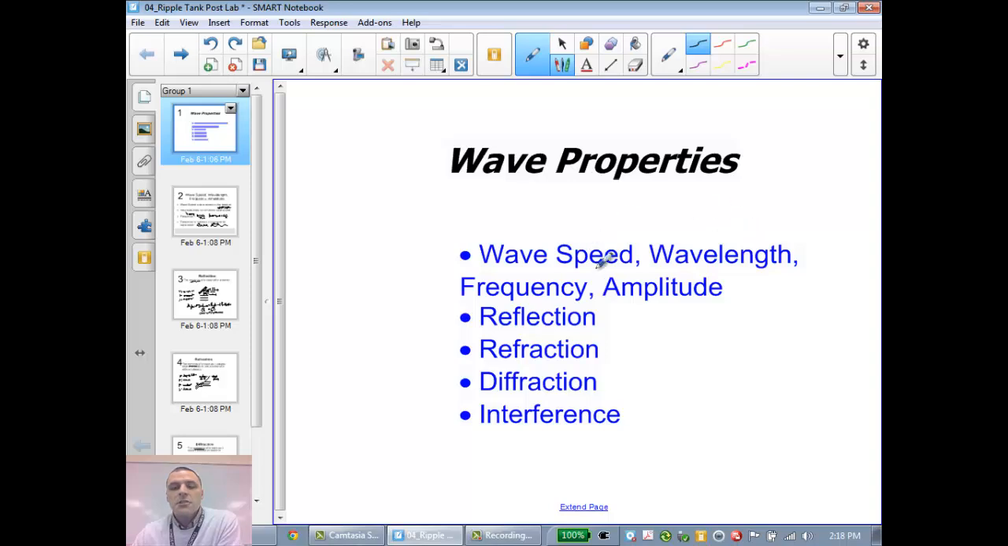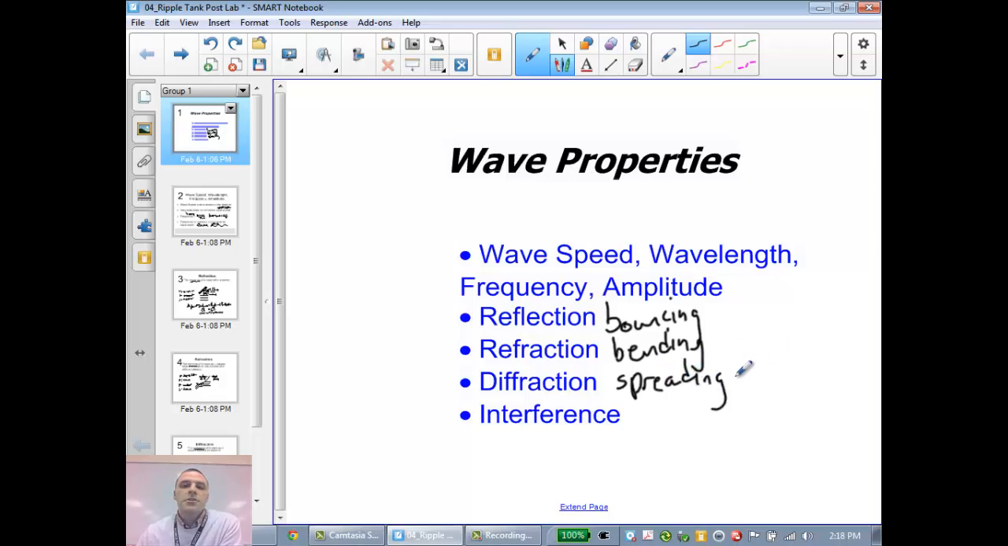We had some things about wave speed, wavelength, frequency, and amplitude. Reflection is bouncing. Refraction is bending. Diffraction is spreading. And interference, constructive or destructive, is the combining of waves.